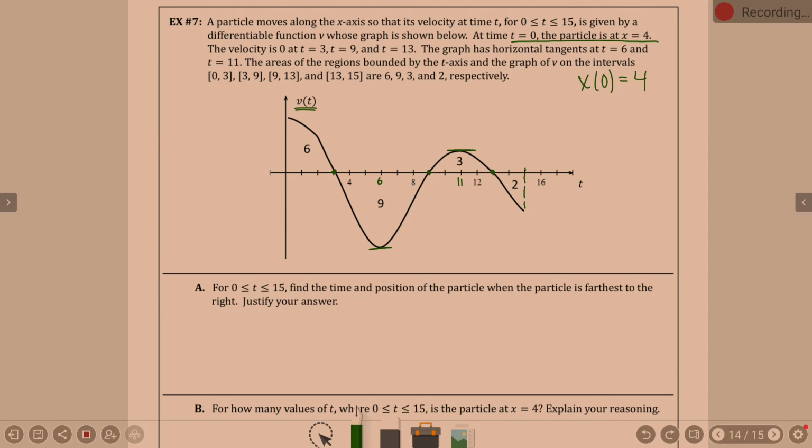Part A: from 0 to 15, find the time and position of the particle when the particle is farthest to the right. We've seen a lot of these lately, haven't we? Justify. In other words, don't just give me an answer.